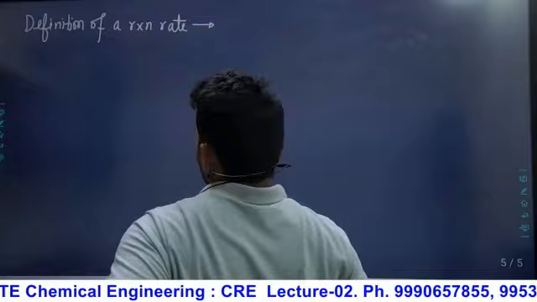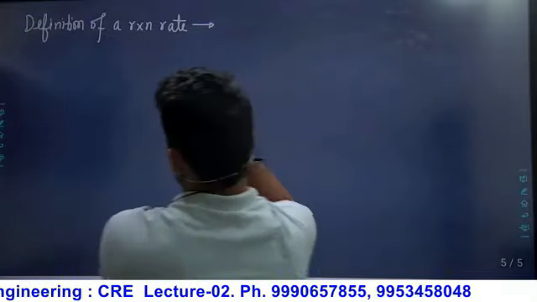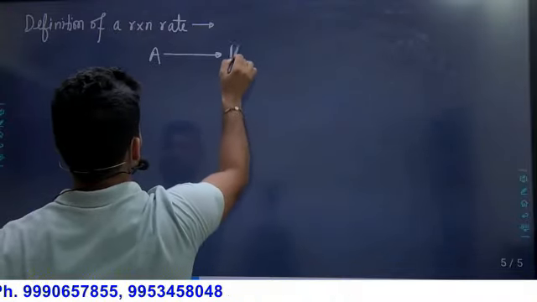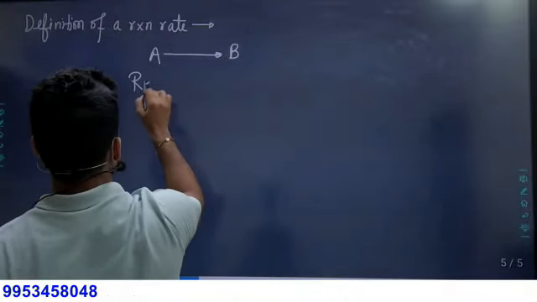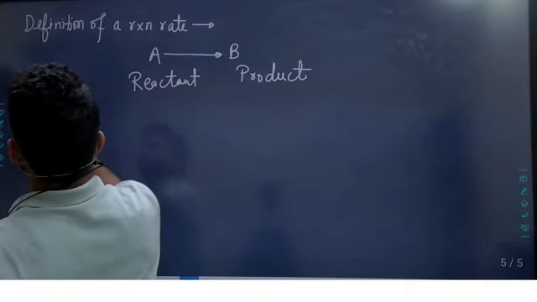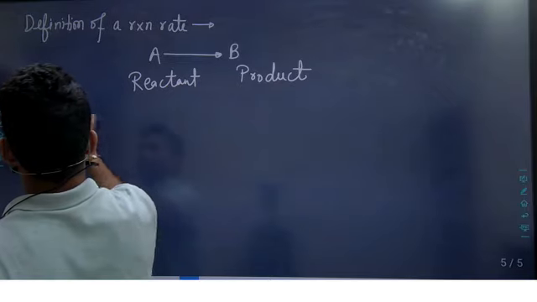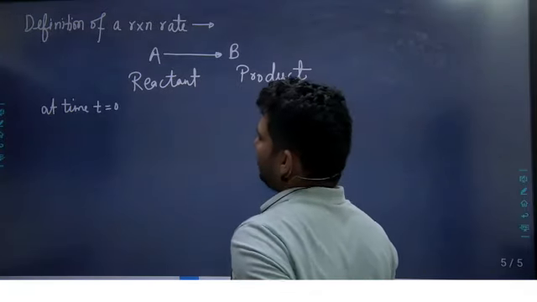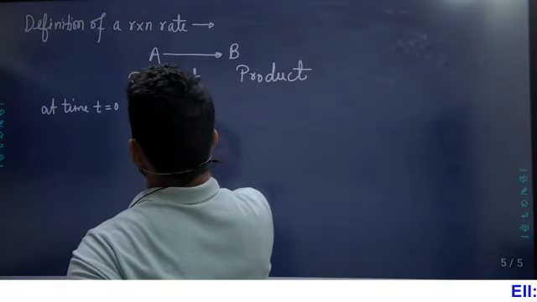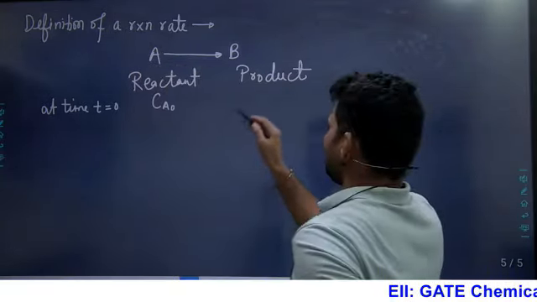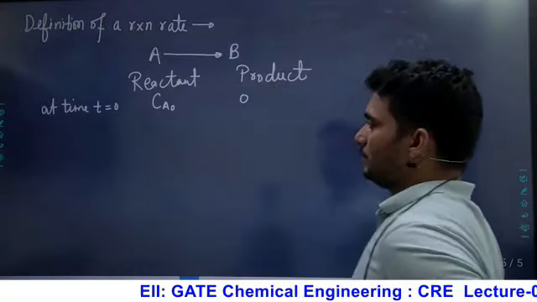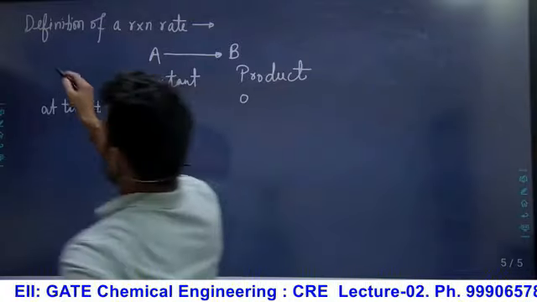So just try to understand the definition of a reaction rate. Any reaction I am taking, suppose that is A gives B. That is your reactant and that is your product. So at time t equals 0, I have the concentration of A, that is your Ca0, and in the start we do not have the product, so that product concentration is 0.